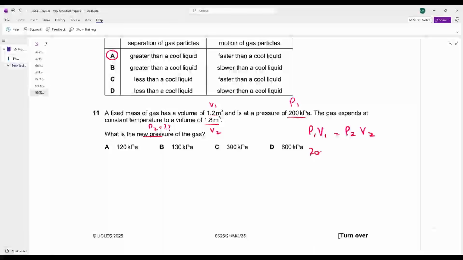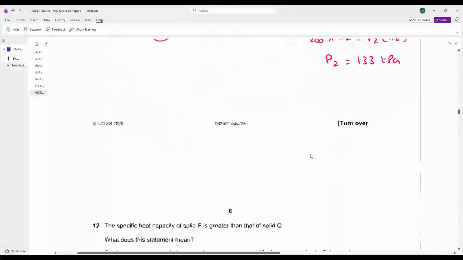P1 की वैल्यू क्या है? 200 किलो पास्कल्स. लेट्स कीप इट 200. V1 की वैल्यू क्या है? 1.2. P2 हमने निकालना है. Volume V2 is 1.8. P2 comes out to be what? 133 kilo pascals. That is roughly equal to your option B.